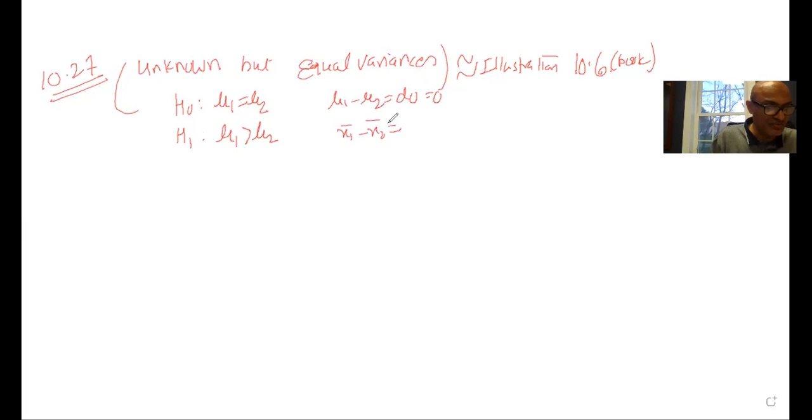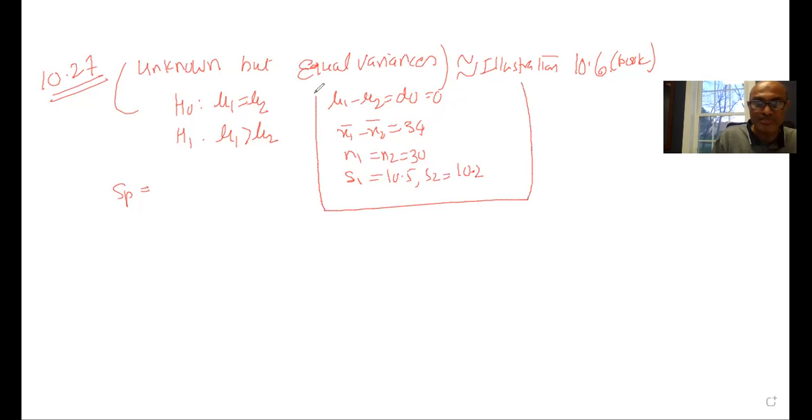X1 bar minus X2 bar is equal to 34. You are given N1 equal to N2 equal to 30 in the example, and now you need to find your SP. But you are given your S1, so S1 is equal to 10.5 and S2 is equal to 10.2. So these are the given items. So I can find my SP.